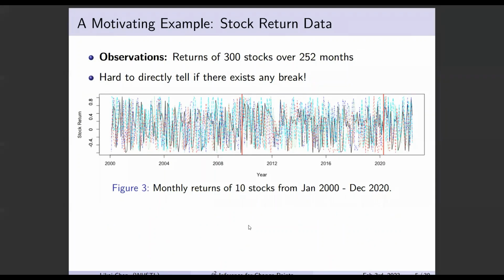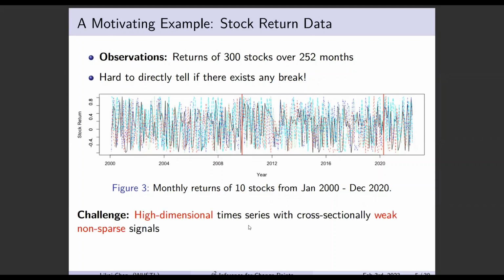So how can we aggregate the information across these high-dimensional time series to help us detect the break locations? This is one main challenge in high-dimensional time series change point detection. How can we aggregate the information across different locations, especially when the signals are relatively weak for each coordinate, and when there are a lot of signals through the series?